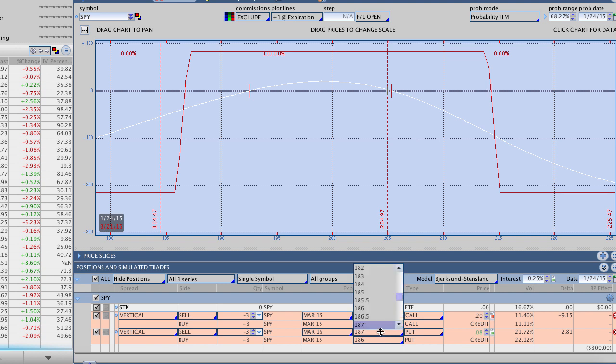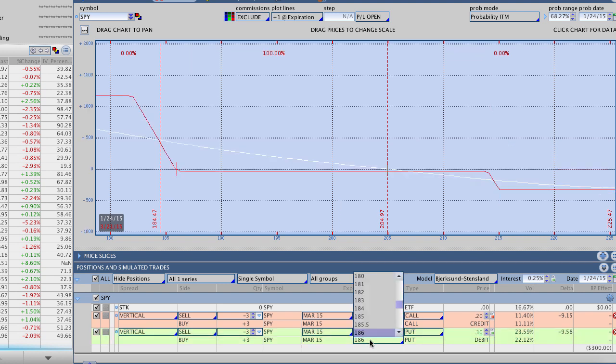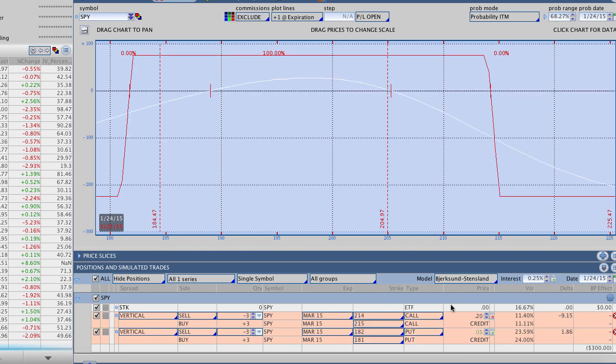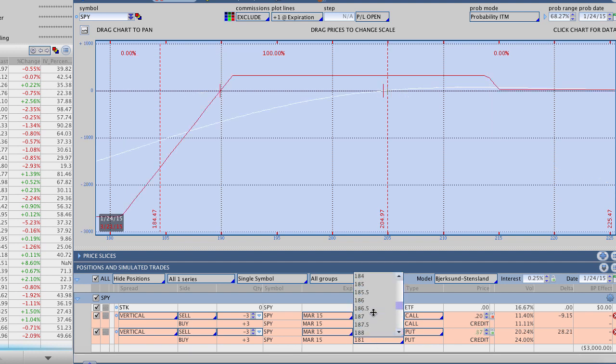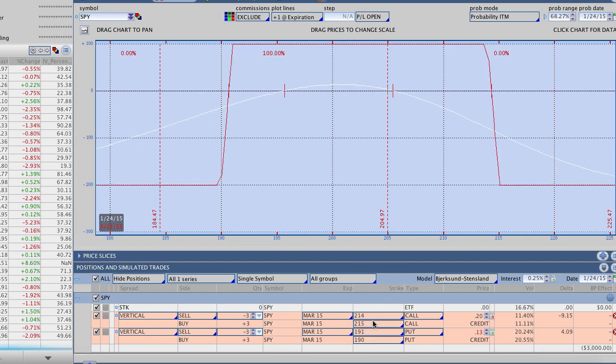Now, the closer that you roll this strike up, let's just say you roll it up to the 191, 190, so you go really, really close to the market, you can see that the closer we roll this side, we take in even more credit. And again, that helps just reduce our loss. It moves up our loss on both sides of the market.